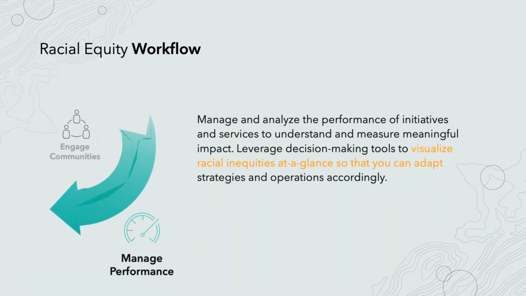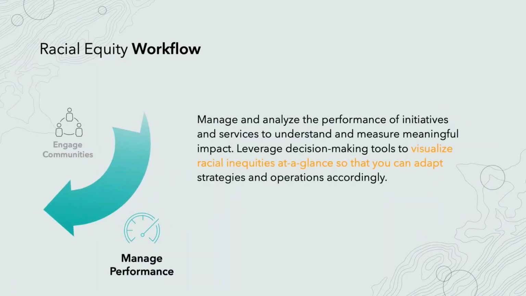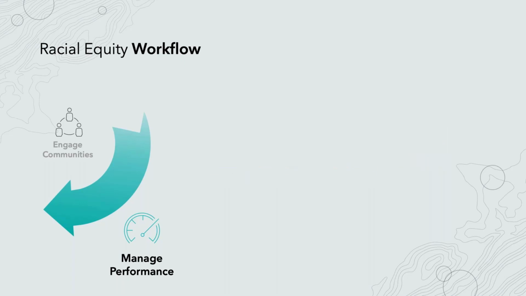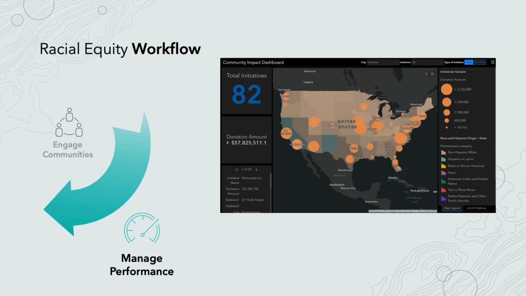And finally, organizations need to ensure that their efforts to increase equity are having the impact they seek. So in the managed performance stage, organizations use decision-making tools to visualize racial inequities at a glance to adapt their strategies and operations dynamically to increase equity. So use maps and dashboards to assess the impact of your efforts and identify more opportunities to increase equity.